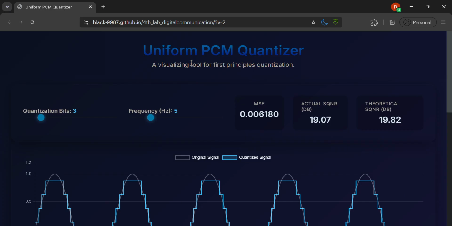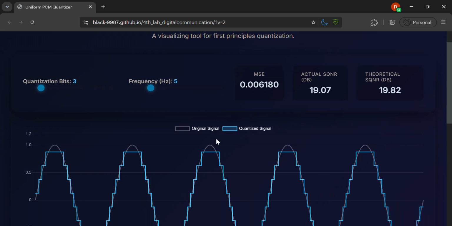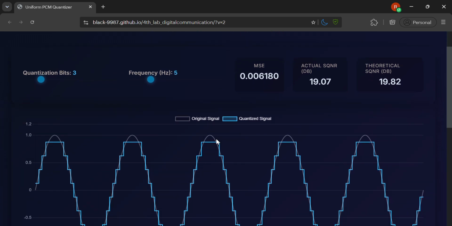In this experiment, I will explain my web-based tool called Uniform PCM Quantizer. This simulator is designed to visualize the complete process of uniform quantization used in pulse code modulation, or PCM, and to show how changing the number of quantization bits affects signal quality.